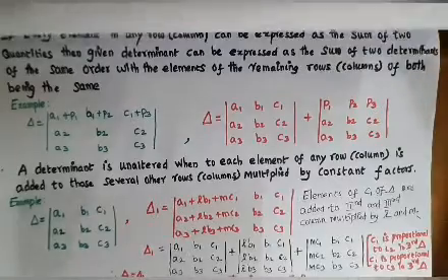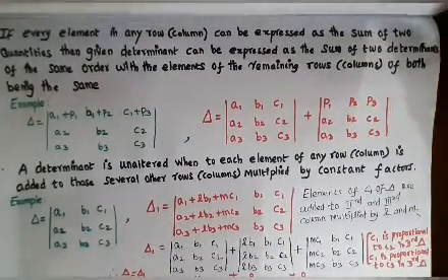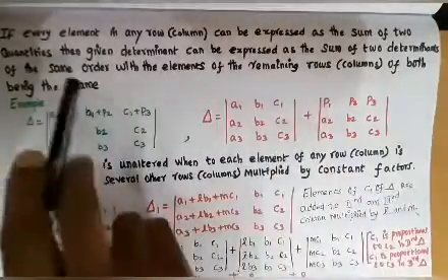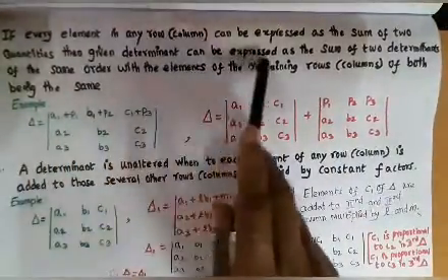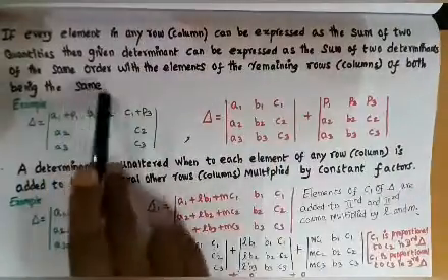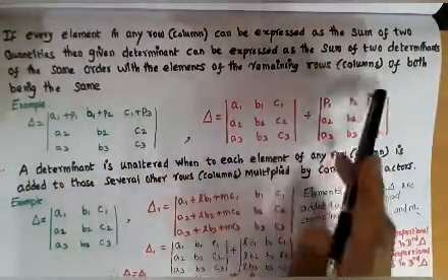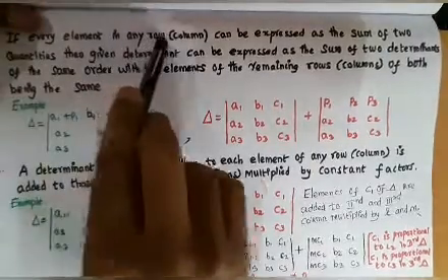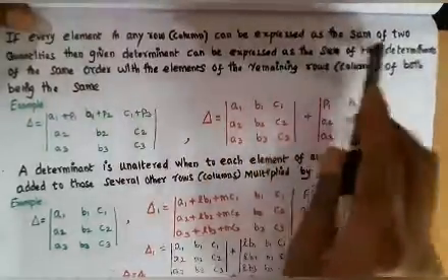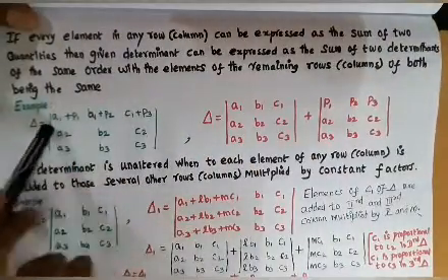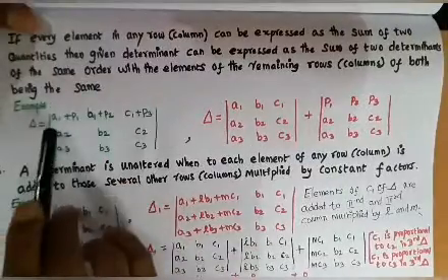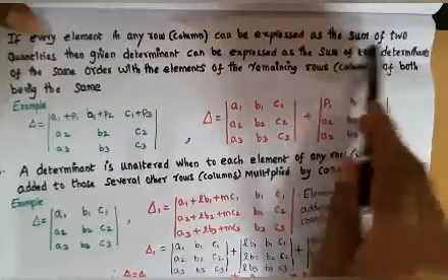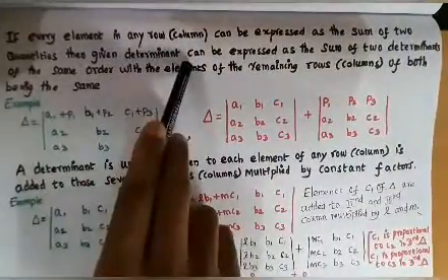Next, property number 5. Every element in a row or column can be expressed as a sum of two quantities in the given determinant, and it can be expressed as the sum of two determinants of the same order with the elements of the remaining rows of both being the same. Don't confuse, it is easy. Every element in a column or a row is the sum of two quantities. That means I take row 1 here, it has two quantities A1, P1, both added. So that is the sum of two quantities of the given determinant.